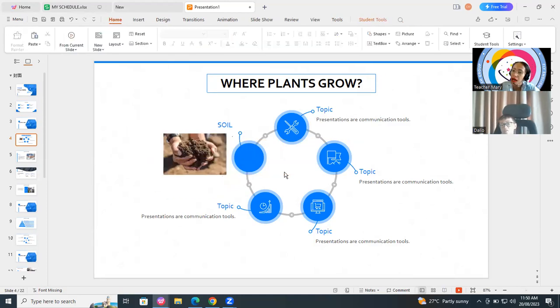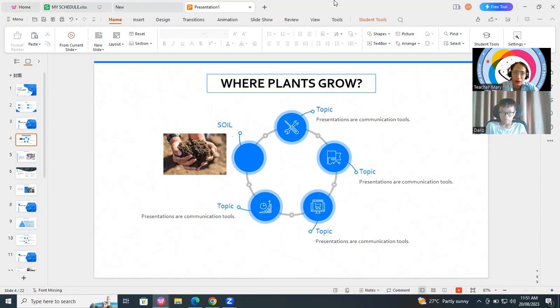Okay, can you give me an example of a plant? Mango trees. Where do mango trees grow? Is it in the water? Is it in the tree? Is it in the rock? Mango tree. Yeah. Okay, a mango tree grows in soil, okay? So most of the plants grow in the soil, okay?